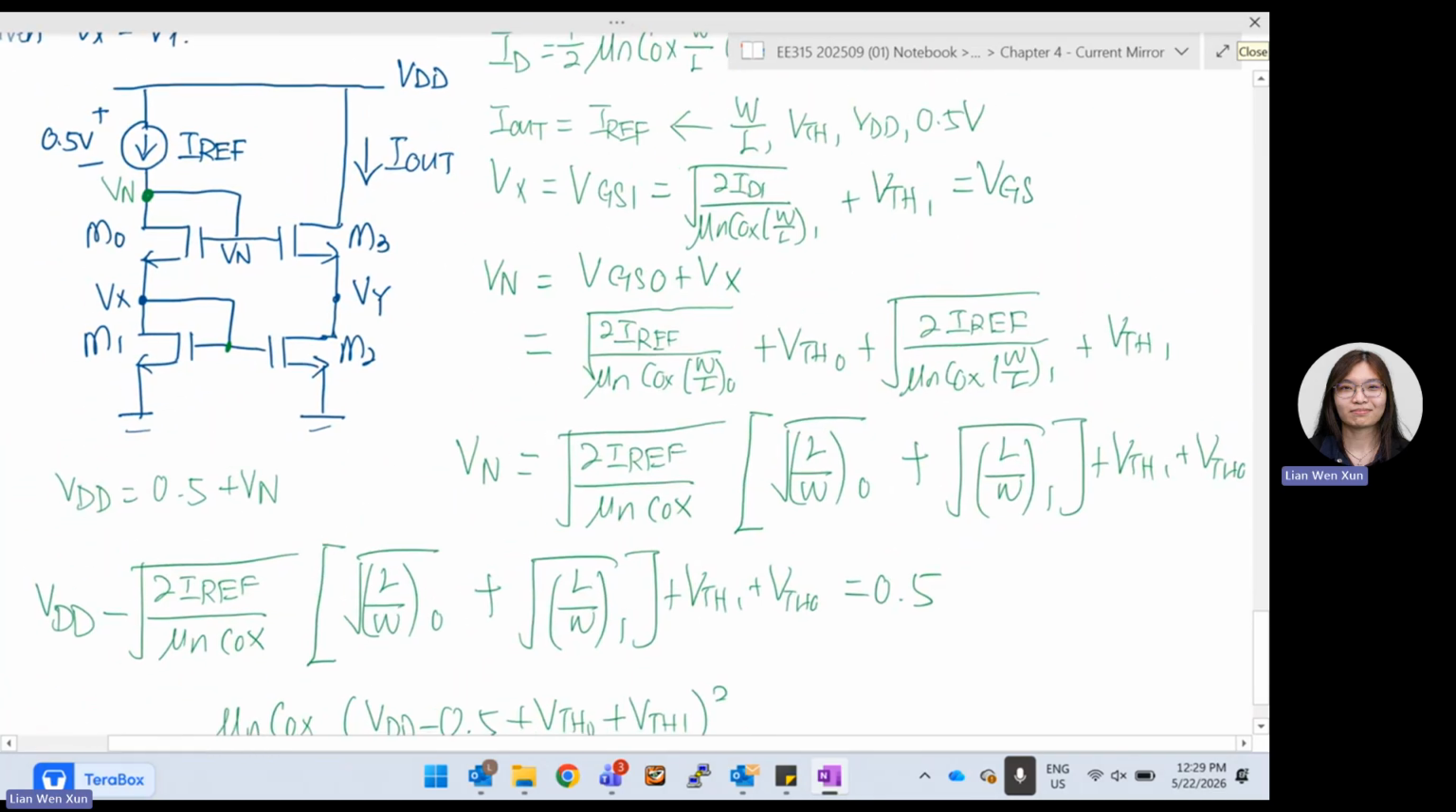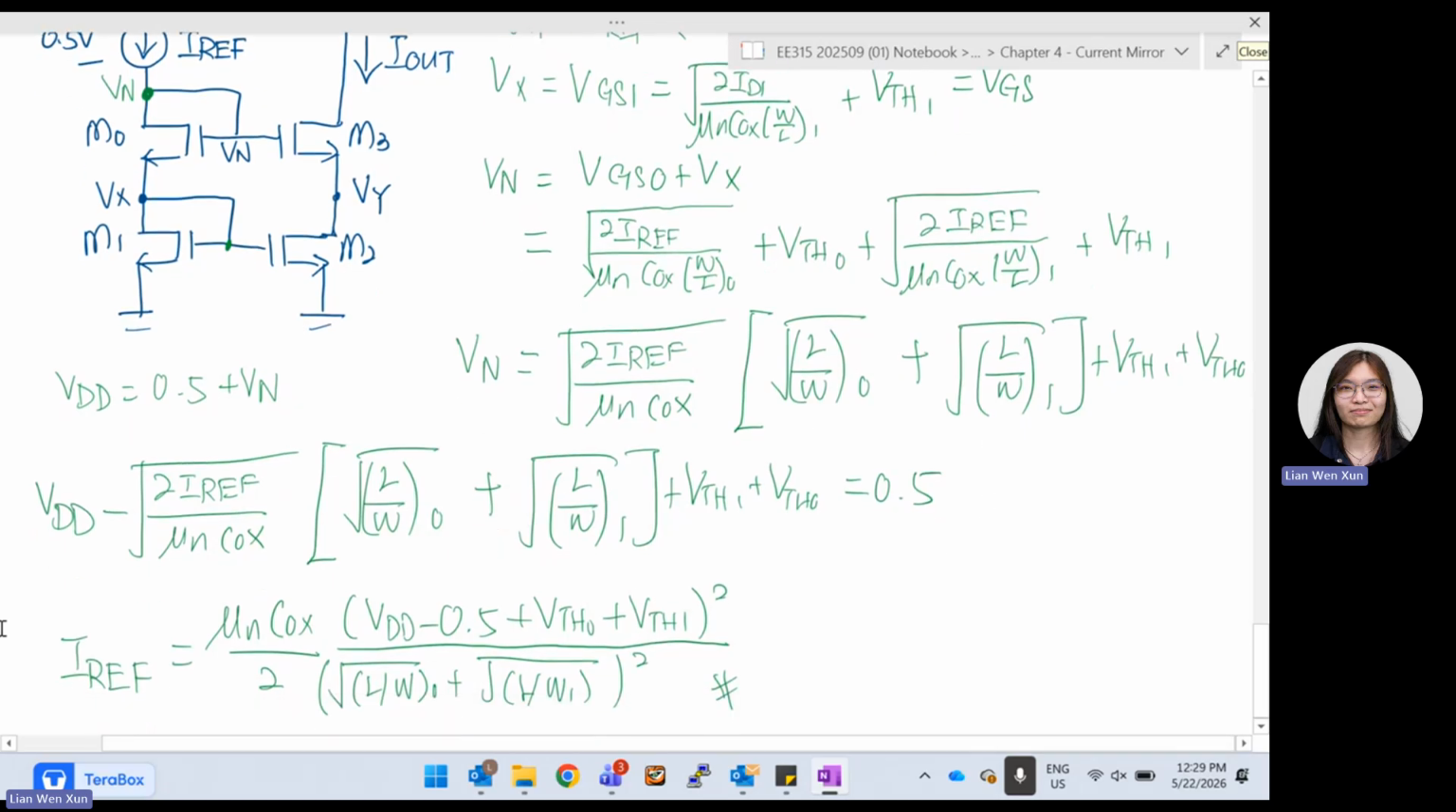We know VDD is equal to the 0.5 volt drop plus Vn. We already found out what is Vn just now, from this long equation. So VDD will be equal to 0.5 plus Vn. So we can say VDD minus the whole Vn is equal to 0.5.